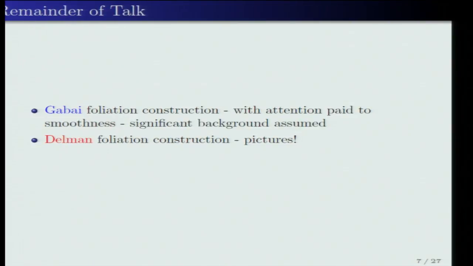So in the remainder of the talk, I want to revisit a construction of foliations due to Gabai, with attention paid to smoothness. And I'm just, without shame, going to assume the necessary background. But then I'm going to come back and talk about a construction due to Delman, in which, as long as you're happy with pictures, you need to know very little.